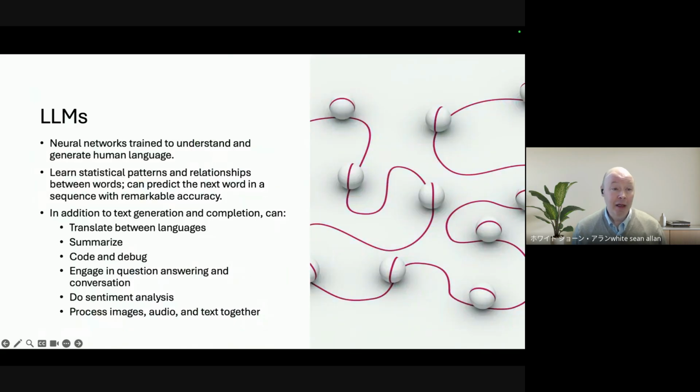As far as LLMs, large language models, they are neural networks trained to understand and generate human language. They learn statistical patterns and relationships between words by predicting the next word in a sequence with remarkable accuracy, right? In addition to text generation and completion, they can translate, of course, summarize, code and debug, engage in question and answers, do sentiment analysis, process images, audios, and text together, among other things.